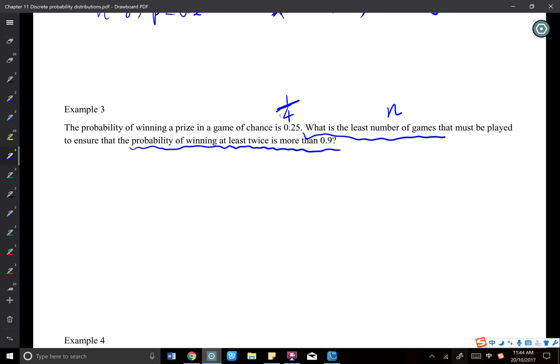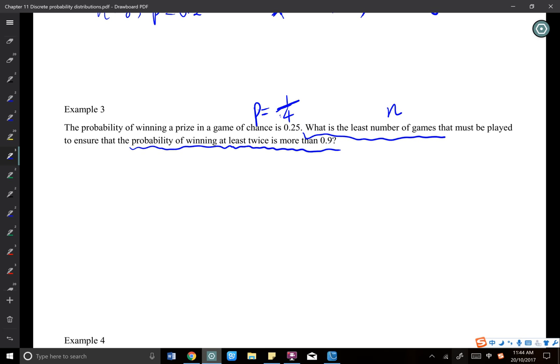Tell me what you don't know. What you don't know in this question. Do you know P? P is a quarter. Do you know N in this question? How many trials? Do you know how many trials there are? No, that's the thing the question asks us to find. That's the number of trials I'm trying to find.